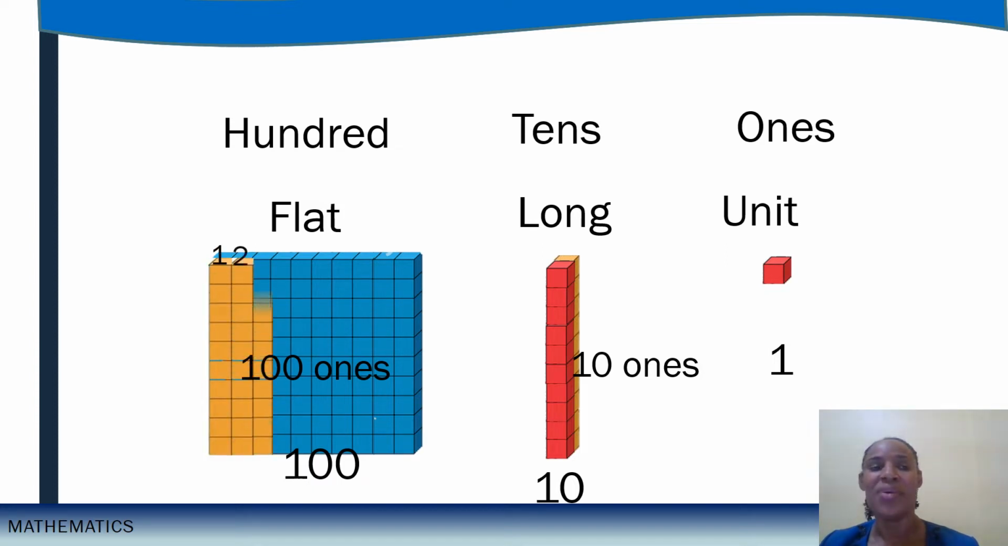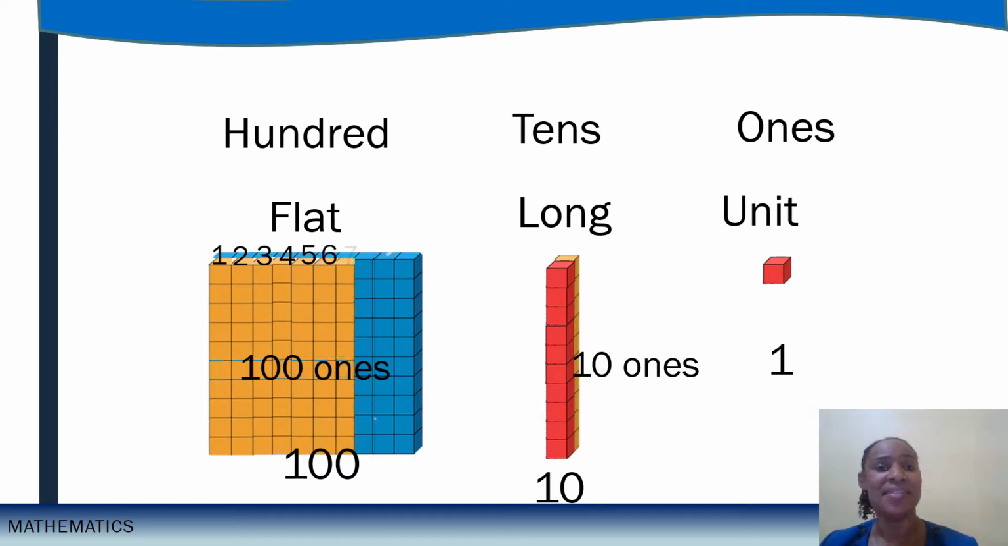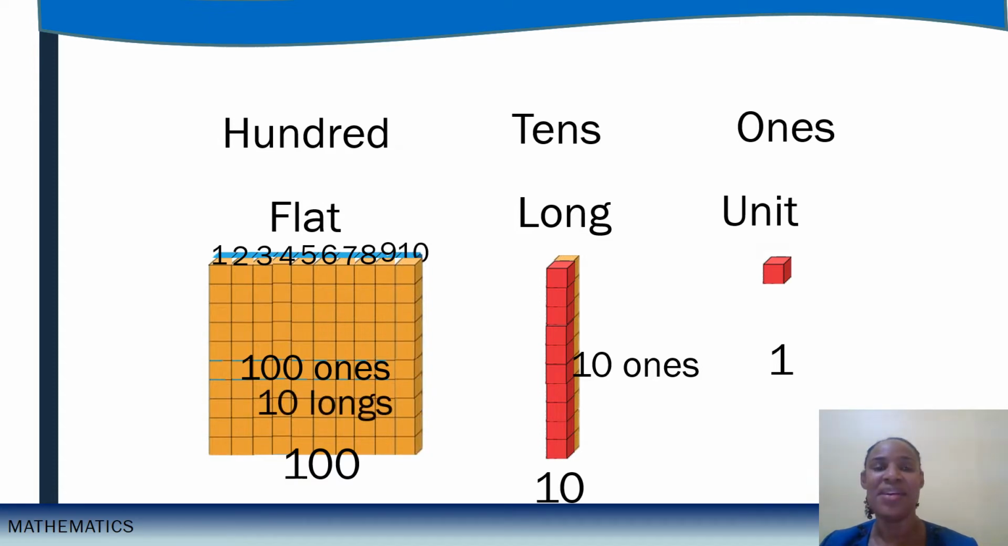Amazing. Let's count. 1, 2, 3, 4, 5, 6, 7, 8, 9, 10. Yes, boys and girls. 10 longs make up one flat. So there are 10 tens in 100.